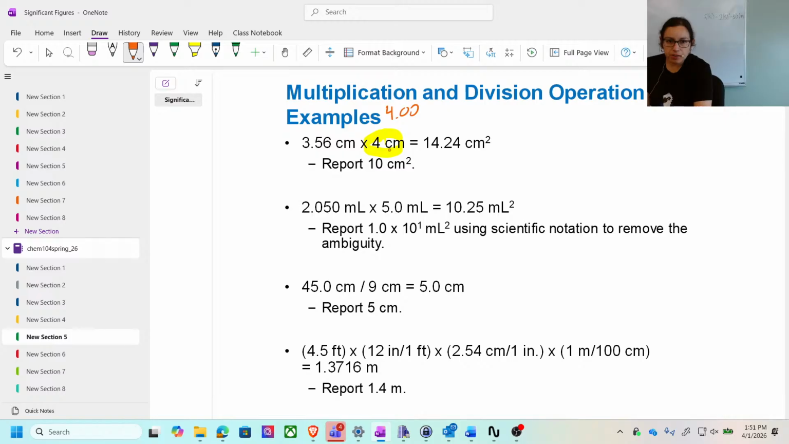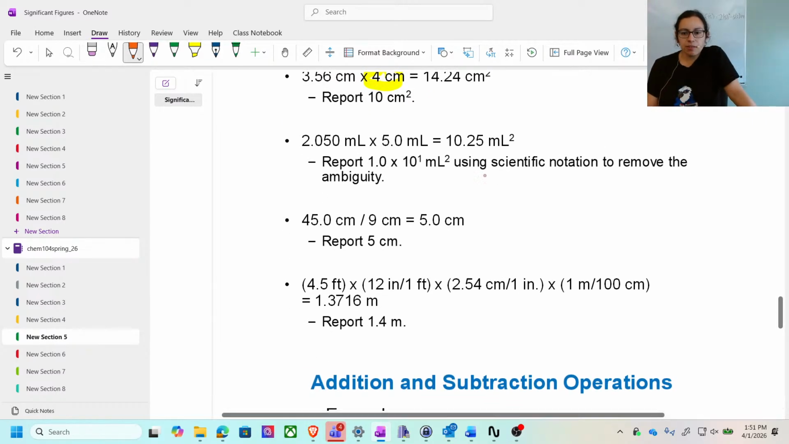So when you punch it into your calculator and get 14.24, now you have to round down to 1 sig fig, which to me feels really awkward, rounding this 14 to 10, but that's what's technically appropriate. So again, just give yourself sig figs.